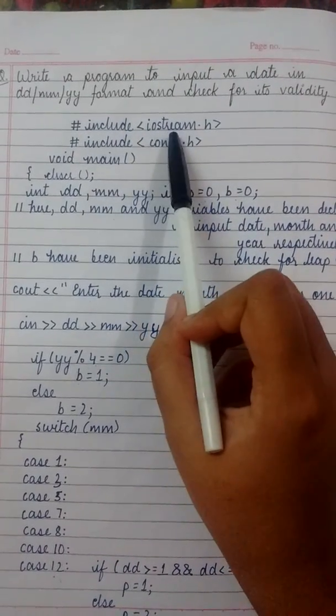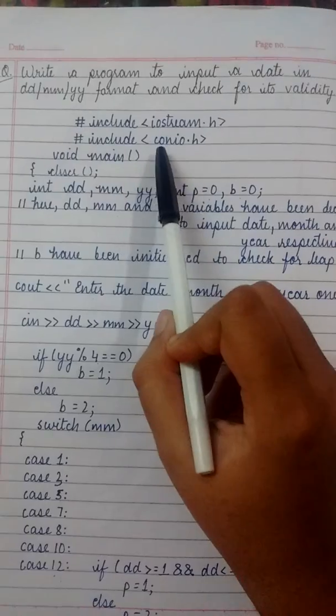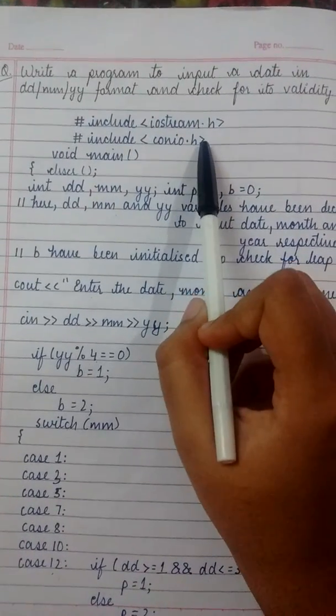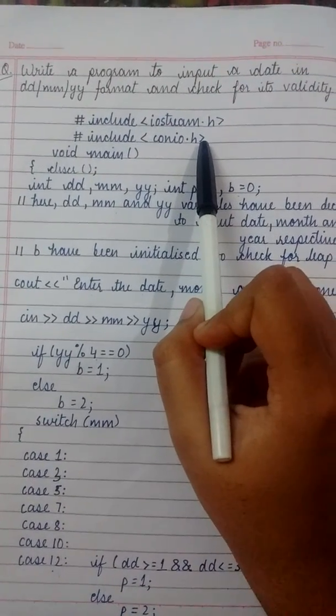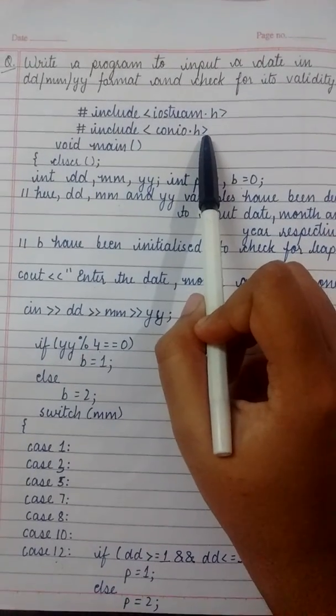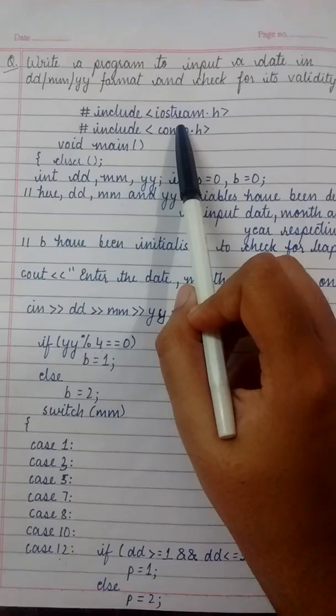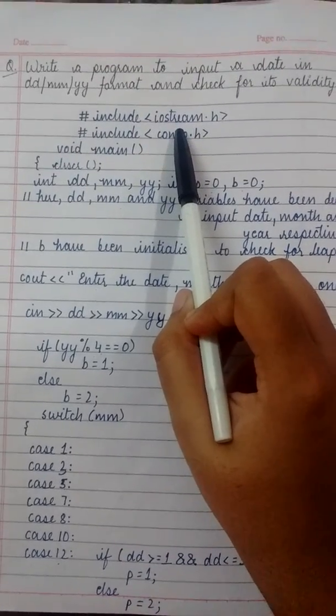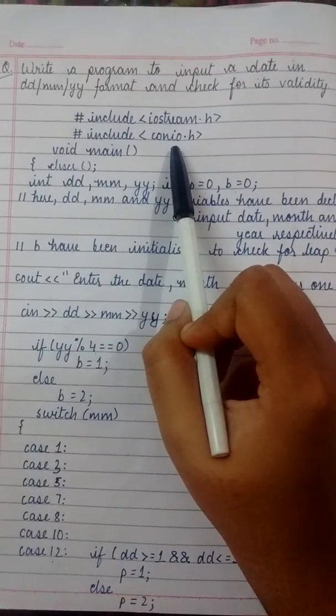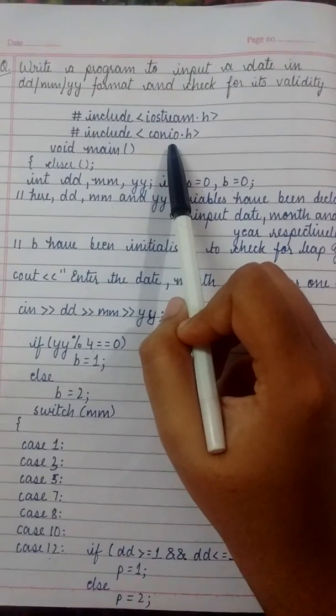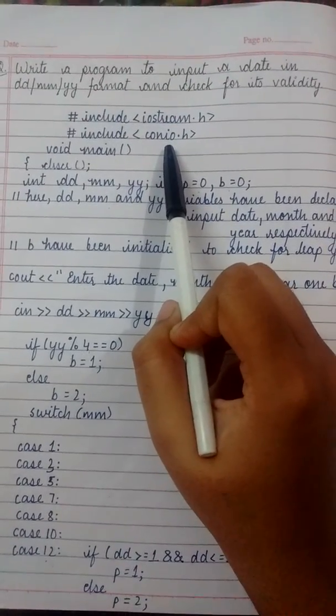#include <iostream.h>, #include <conio.h>. These two statements in my program represent the inclusion of the header files. The iostream.h is a header file to include the input and output stream. Conio.h has been included to include functions like clrscr, getch, etc.